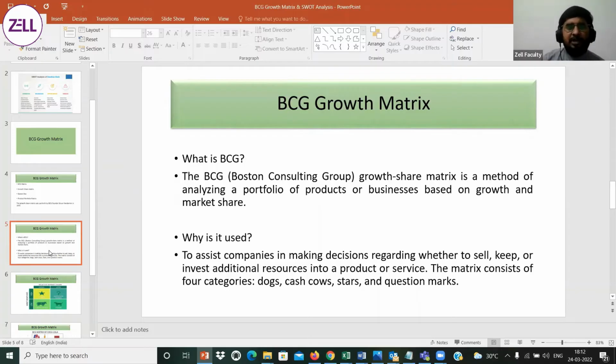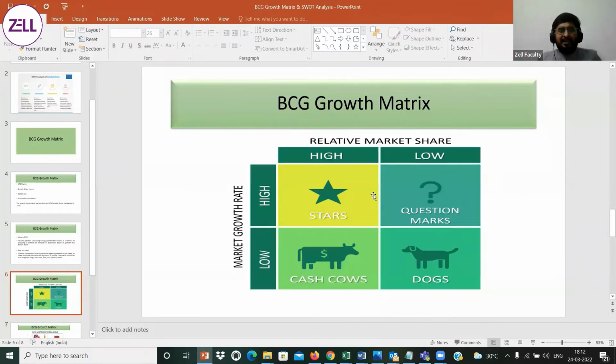So this does not only mean that when you are sitting with Reliance, you will only use the BCG Growth Matrix to analyze Jio separately, retail separately. No, you can analyze each and every product of Jio using the BCG Growth Matrix. You can think that the 399 plan is very high.